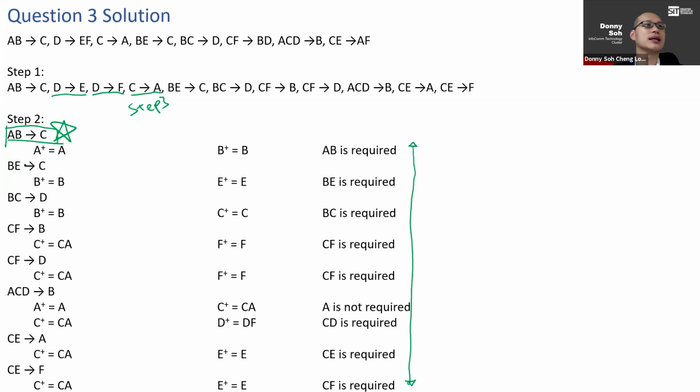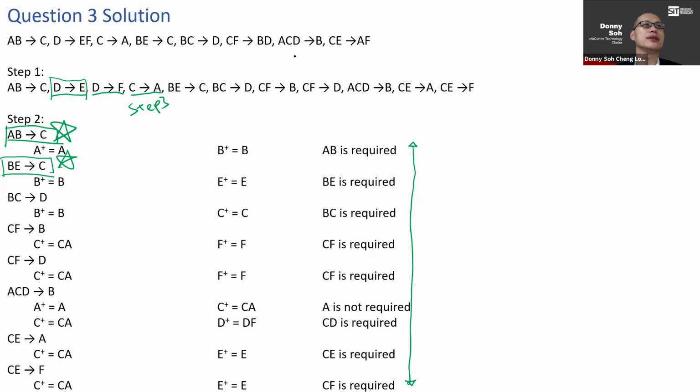Let's look at the second one. BE implies C. BE is not on the left hand side of any one of these, also not on the left hand side of any one of these, so it is also definitely required. Okay, let's look at this one. D implies E.